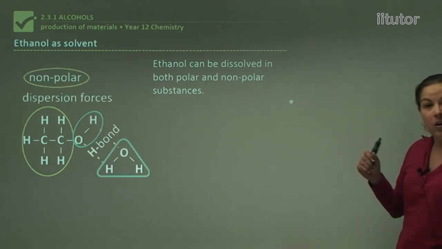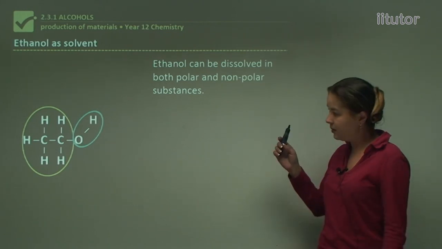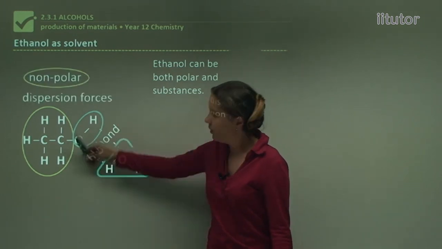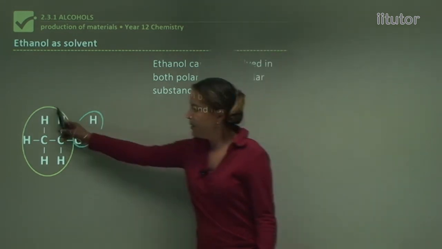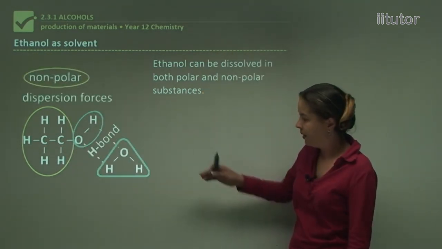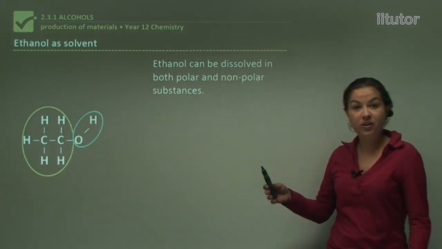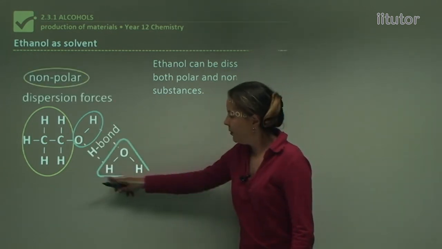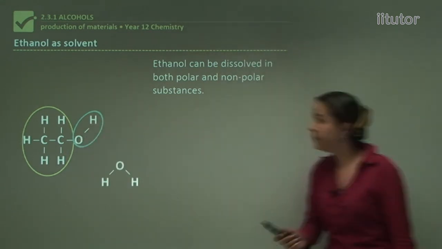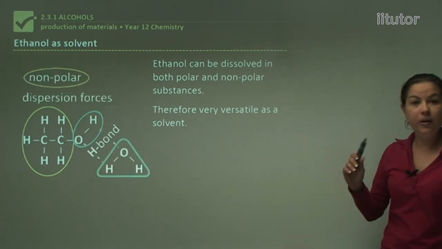So, ethanol as a solvent. Ethanol can be dissolved in both polar and non-polar substances. So this is ethanol, eth, 2 carbons, anol with the OH group. And this is our non-polar section in yellow, and this is our polar section in blue. And what we have here is water coming along. So for example, we're diluting ethanol in water, and water will come along and you'll get hydrogen bonding between the water and the ethanol. So as I said, it's a very versatile solvent.